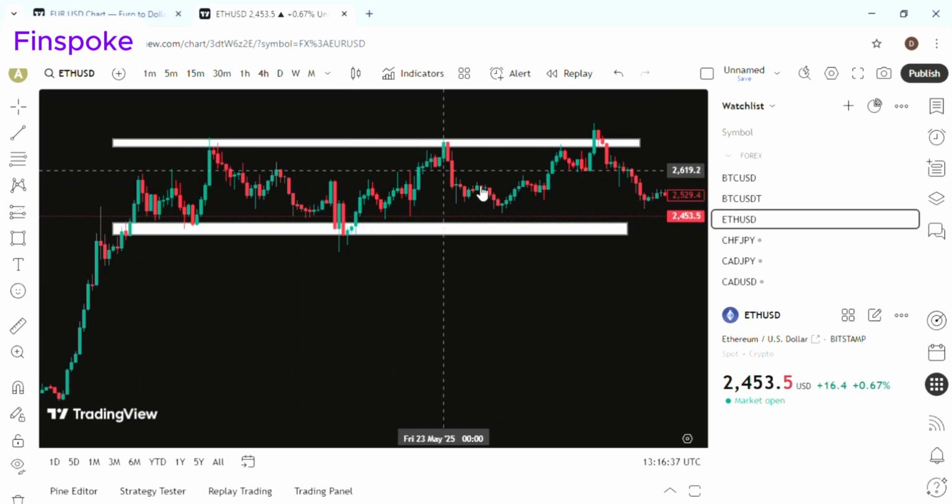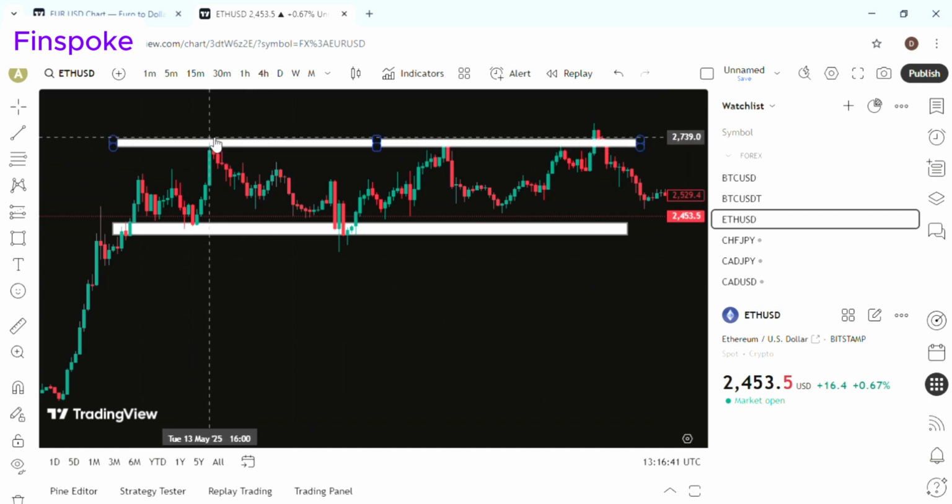If it returns back again, you enter a buy. The same way opportunity is presented here. If the price returns back to this place, you enter the trade. But this is not enough.